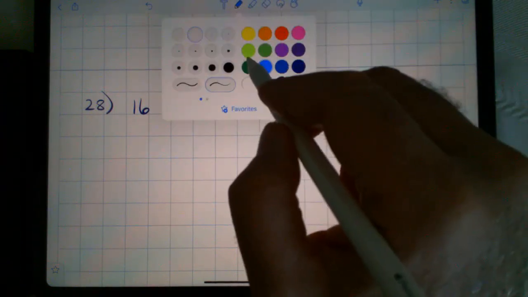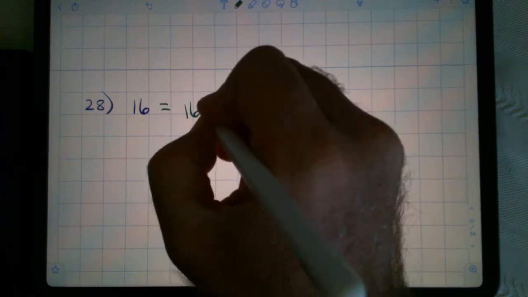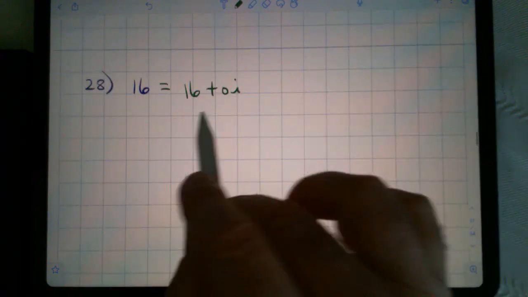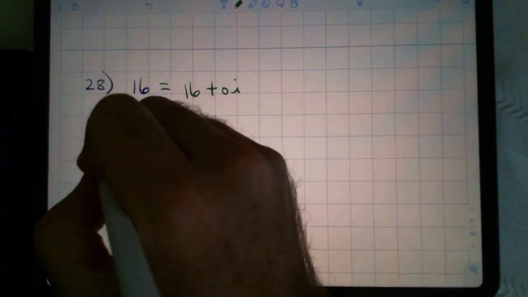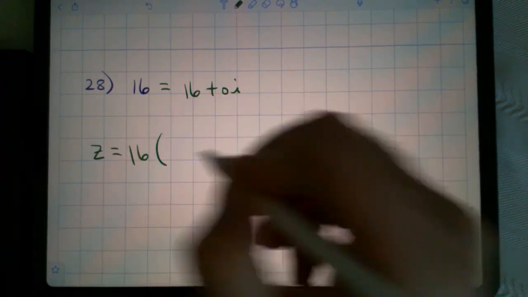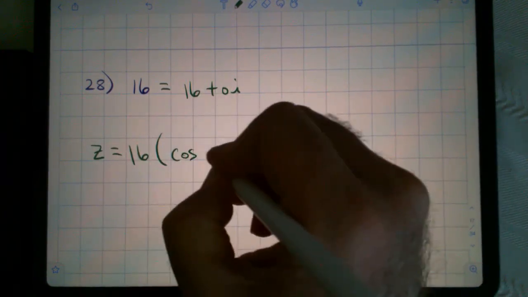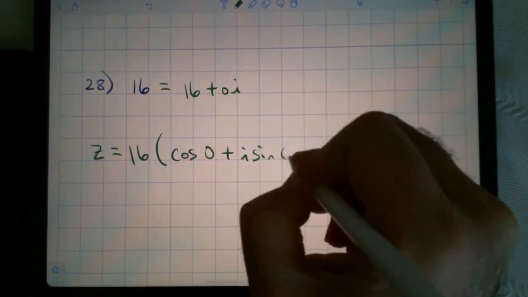16 is the same thing as 16 plus 0i. So I hope that just looking at this, you see that the r is equal to 16. And then here I'm going to have cosine of 0 plus i sine of 0.